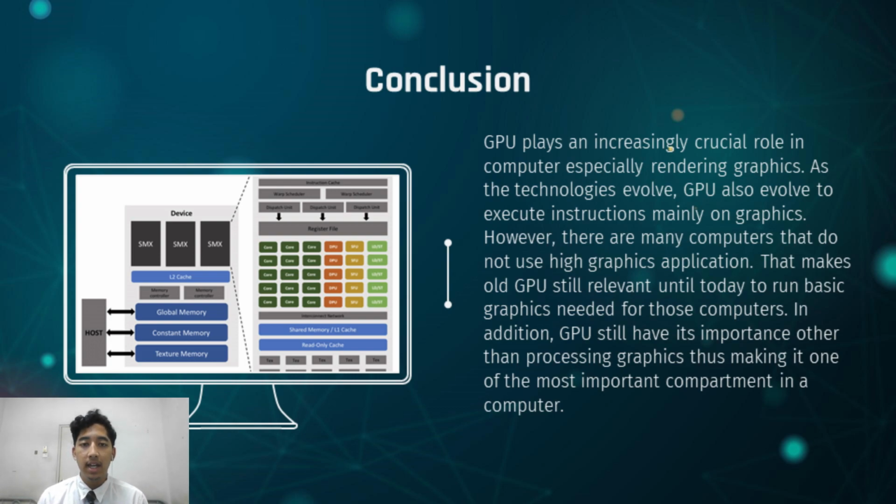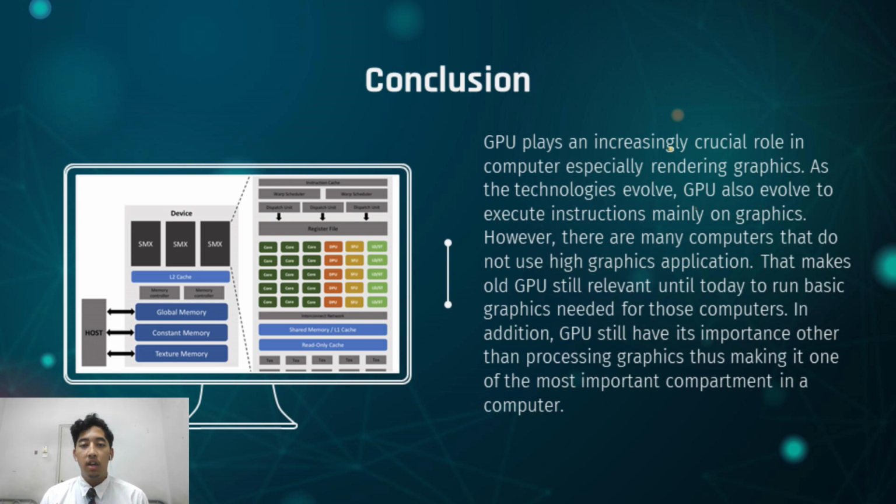So based on the slides, the GPU plays an increasingly crucial role in computers, especially in rendering graphics. As technology advances, the GPU has also evolved to execute instructions mainly on graphics. However, there are many computers that do not use high graphics applications. That keeps old GPUs relevant today to run the basic graphics needed for those computers.